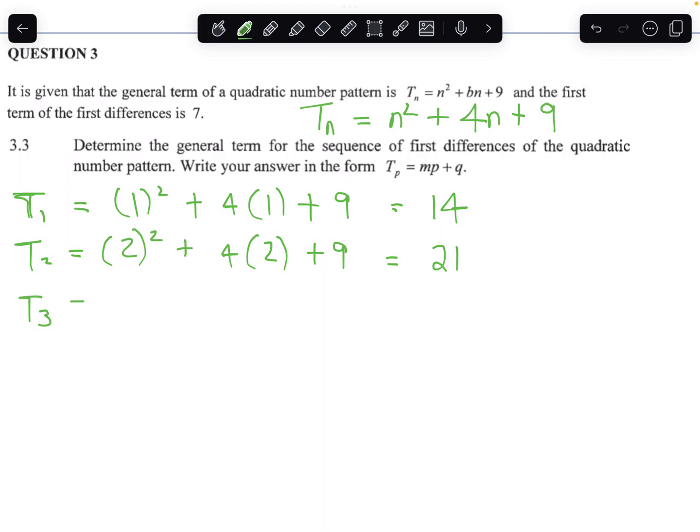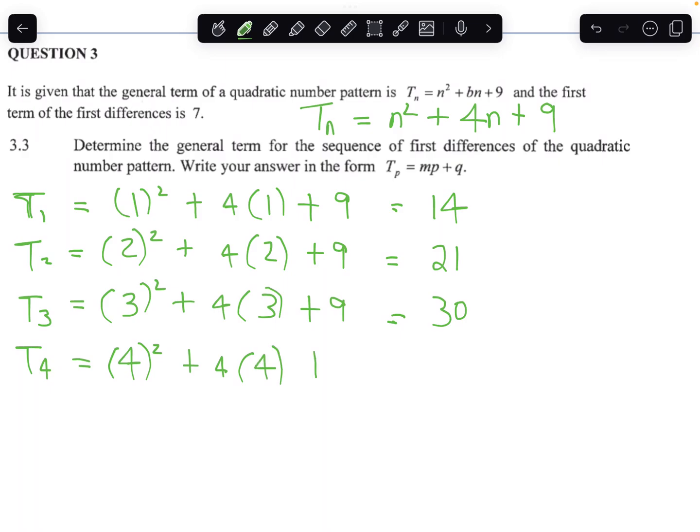Term 3 is 3 squared plus 4 times 3 plus 9, so that's 9 plus 12 plus 9, which is 30. And let's just do term 4 for kicks: 4 squared plus 4 times 4 plus 9. So that's 41. So we have a sequence that looks like this. That's the quadratic pattern.